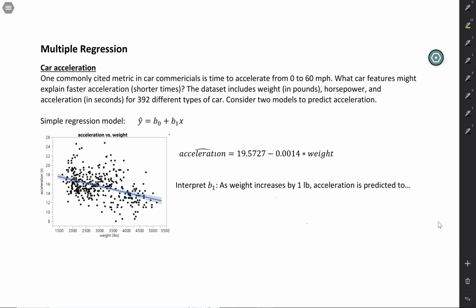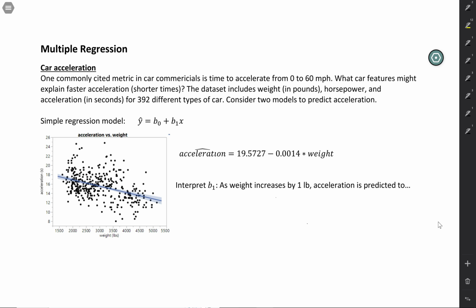So we're going to look at an example about car acceleration. You hear this talked about all the time in commercials, how long it takes to accelerate from 0 to 60. So what car features might explain faster acceleration? Faster acceleration here means a shorter acceleration time. The data set includes the weight of the car in pounds, horsepower, and acceleration in seconds for 392 different types of car. And we're going to think about two different models to predict acceleration.